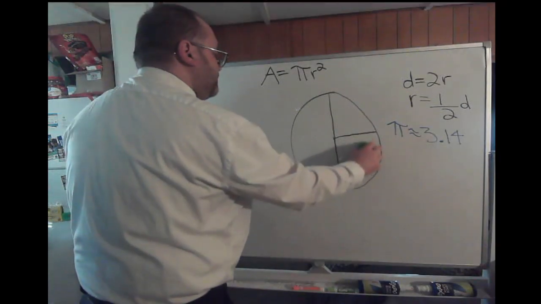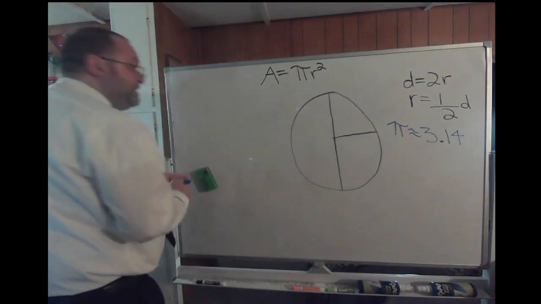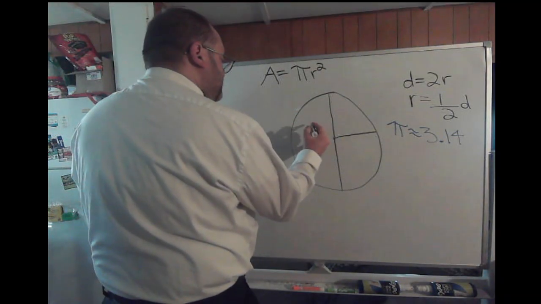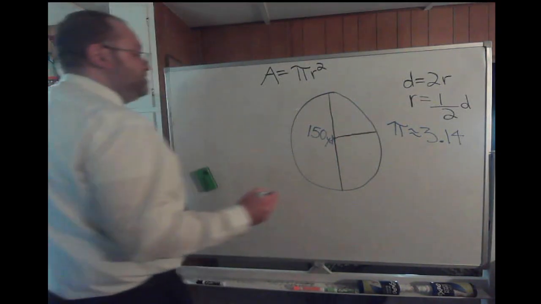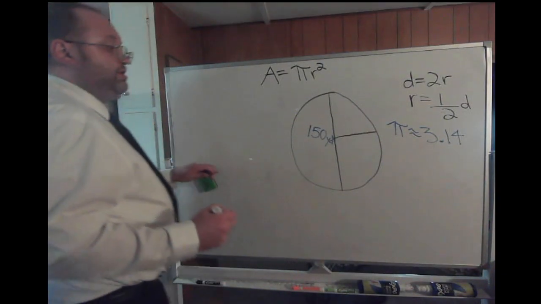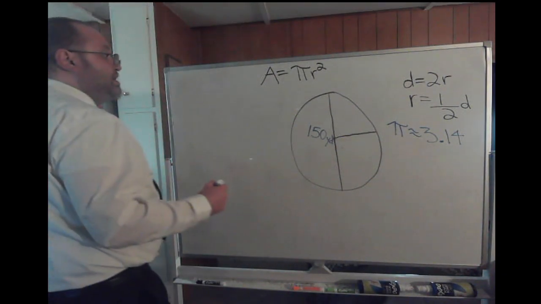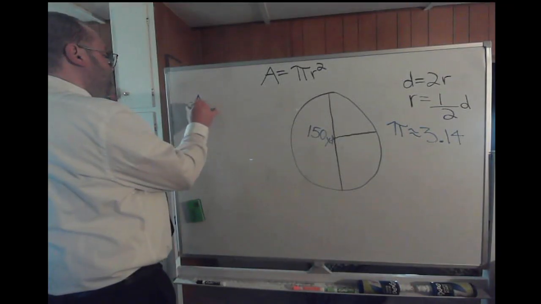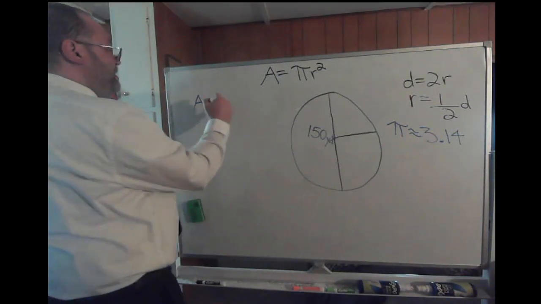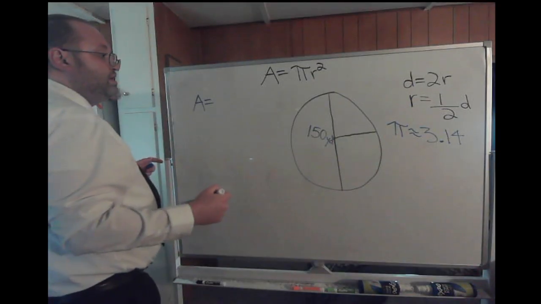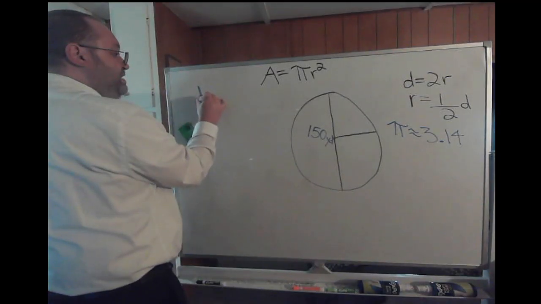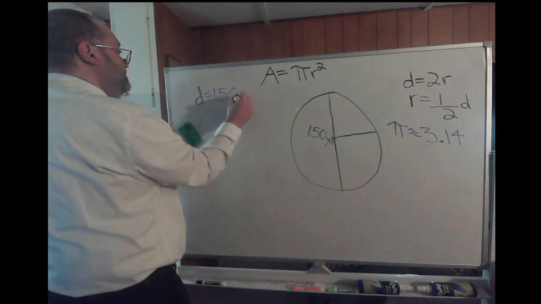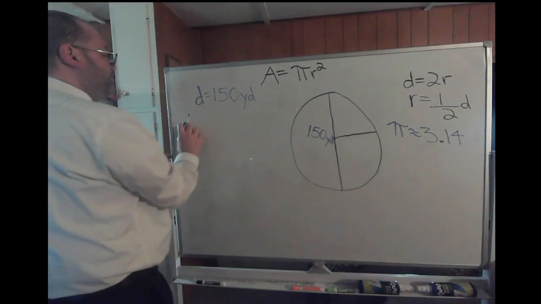What if for a circle they don't give you the radius, but they give you the diameter? The diameter, in this case, is equal to 150 yards. So we have 150 yards for the diameter of this circle. Well, the area is still pi times the radius squared. We know the diameter of this circle is equal to 150 yards, right?